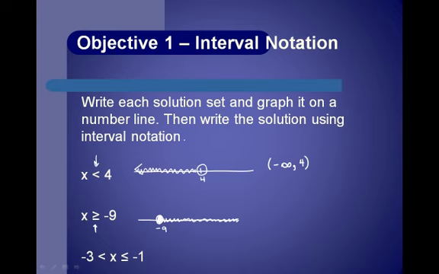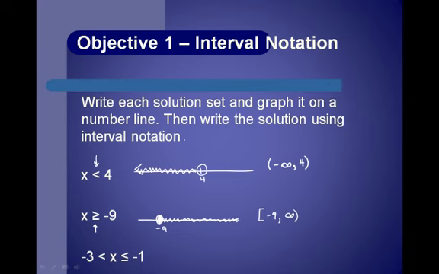For interval notation, we start on the left, we come across, the shading begins at negative 9, but because it includes negative 9, we put a bracket. And then the shading goes all the way to the right, so we say that it goes up to infinity.